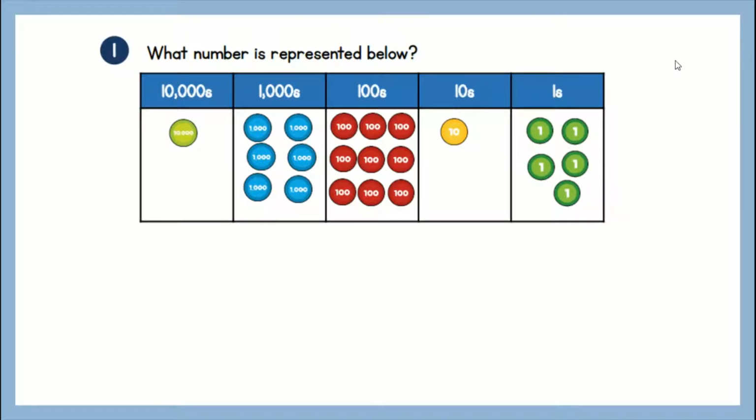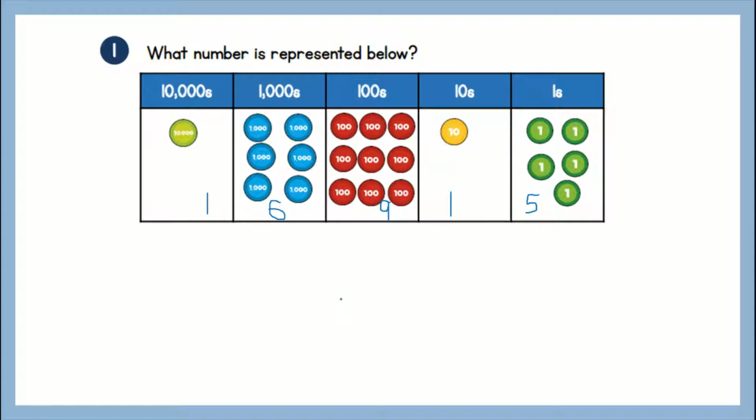Here we have our first question. We are asked to find out what number is represented below. We have 1, 2, 3, 4, 5. We have 5 ones, 1 ten, 9 hundreds, 6 thousands, and 1 ten thousand. Now we've got to write this out.